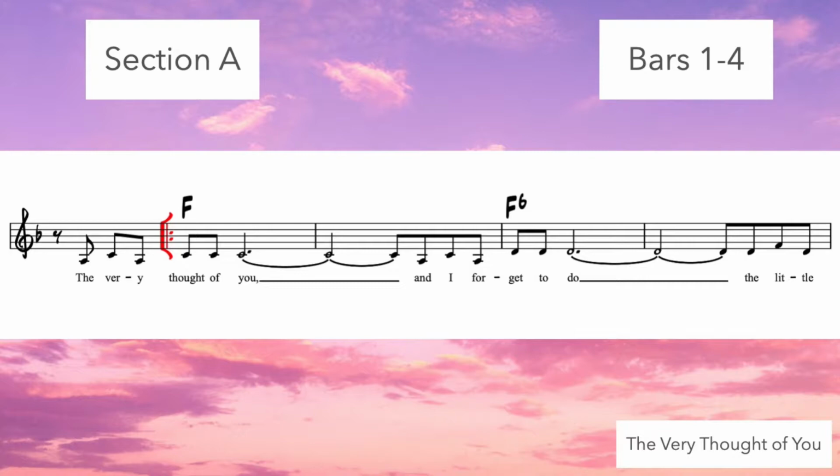Let's sing that again with chords now, and a little faster. 1, 2, 3. The very thought of you, and I forget to do. For this next section, we're still counting, coming in on beat 3.5.